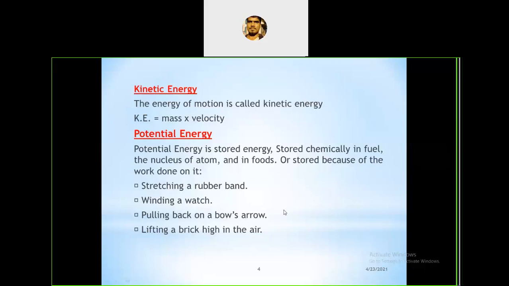So these are some examples. Lifting any weights or bricks into the air is stored energy that can turn into kinetic energy. So the energy is stored either in the form of kinetic energy or in the form of potential energy.